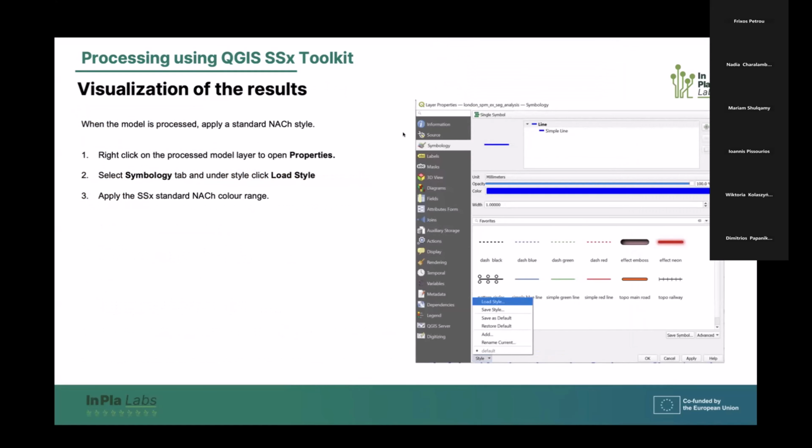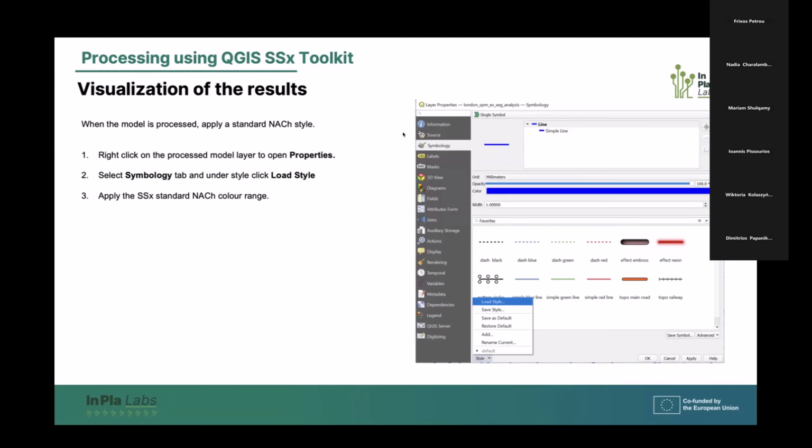The next step, which you will be listening about more in the next part of this session, is the visualization of the results. When the model is processed and ready to visualize, you can apply a standard normalized choice style. So if you have already some styles saved, you can right-click on the processed model to access the properties. In the properties, you will find the word symbology, which refers to the style. And this is the place where you visualize the results of your analysis.